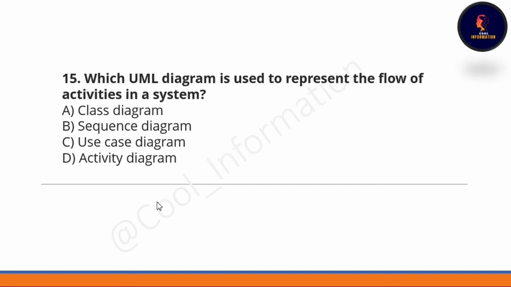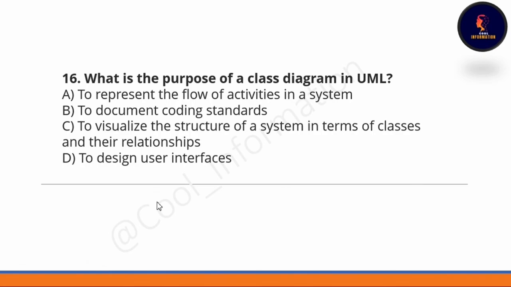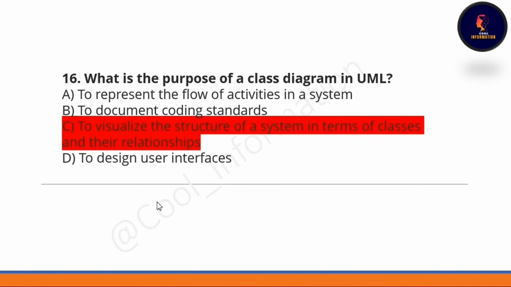Next question, which UML diagram is used to represent the flow of activities in a system? So activity diagram is used to represent the flow of activities in a system. Option D is correct. Next question, what is the purpose of class diagram in UML? So class diagram is used to visualize the structure of a system in terms of classes and their relationship. Option C is correct.